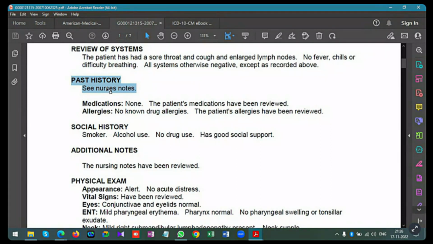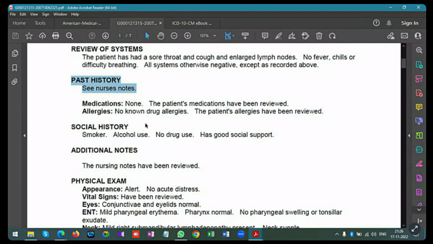If I say past medical history conditions, what do we call the past medical history conditions? Those are nothing but any chronic conditions, like hypertension, thyroid, or diabetes. Those all will come into your past history conditions. Then medications. We will call these the past medications, like any long-term medications. See here they have stated none.